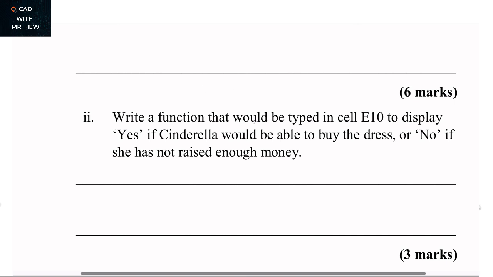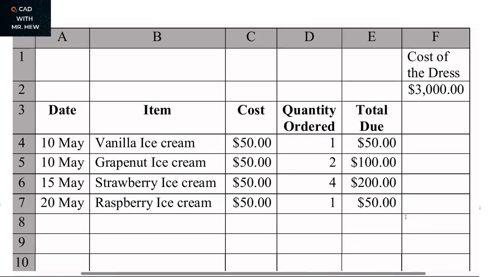Write a function that would be typed in cell E10 to display yes if Cinderella would be able to buy the dress, or no if she has not raised enough money. This question is worth 6 marks. So here again is the spreadsheet.